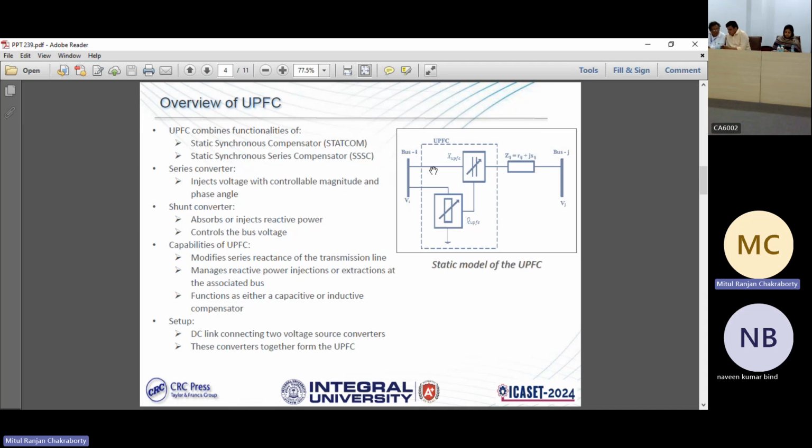This is the overview of UPFC. On the right side of the screen, you can see the static model of UPFC. And UPFC comprises 2 functionalities, STATCOM and SSSC, that is static synchronous series compensator. It basically comprises 2 converters, series and shunt, where the series converter injects voltage with magnitude and phase angle which can be controlled, and the shunt converter absorbs or injects reactive power, and it can control the bus voltage also. There is a DC link between these 2 converters, and these converters altogether form the UPFC.